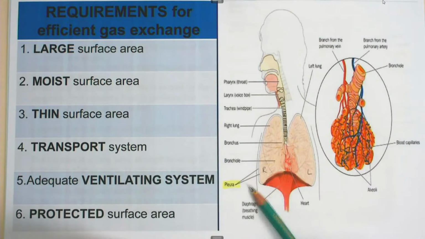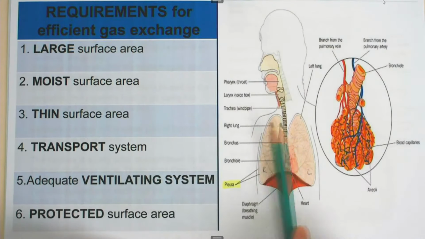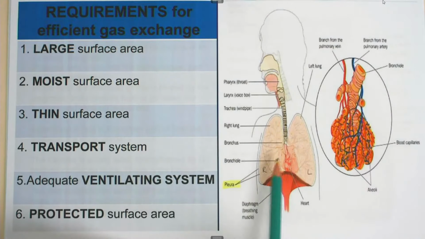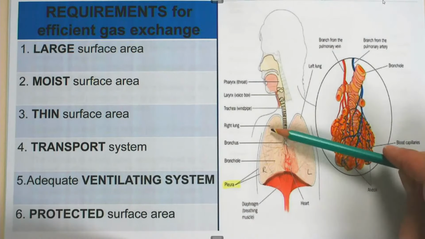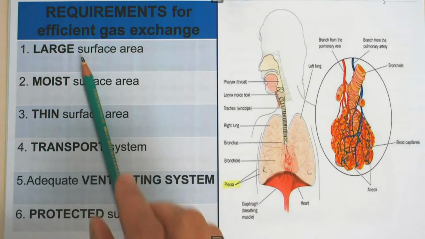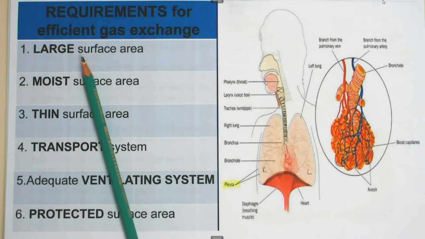Okay, just to explain, your sternum will be here, your ribs will be here, and all of that is actually there to help to protect your organs that's inside. And the one that we are talking about today is actually the lungs. Okay, so like we said there, large surface area. We need a large surface area because the bigger the surface area, the more oxygen can come into your lungs and the more CO2 can be exhaled.